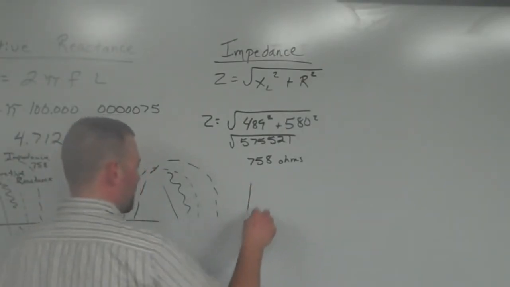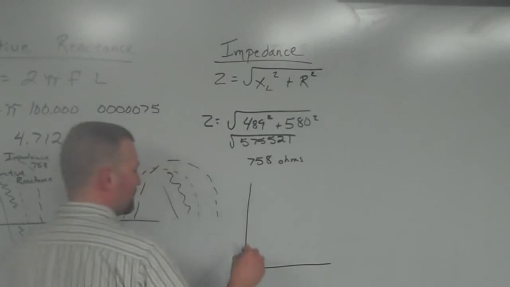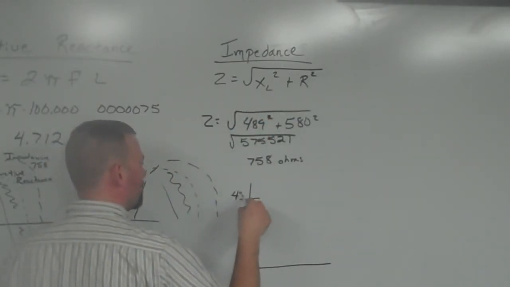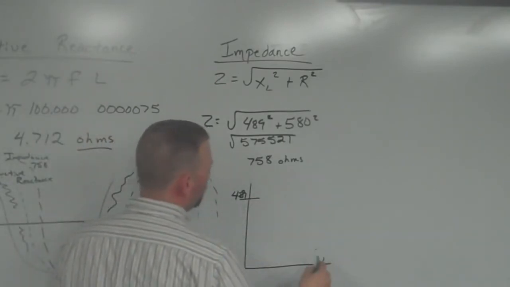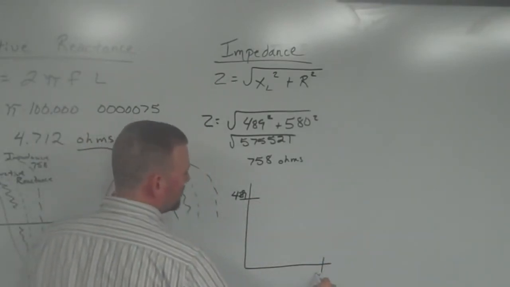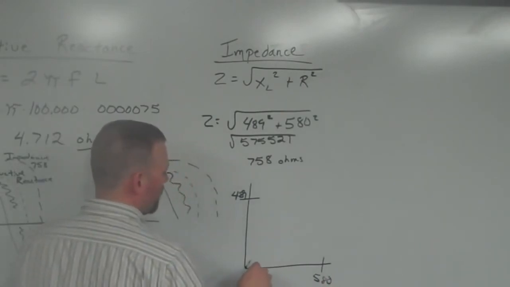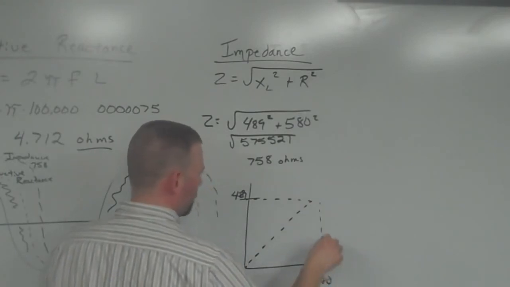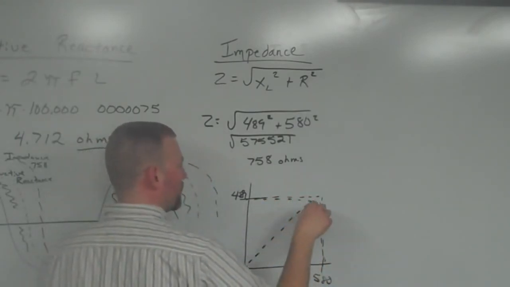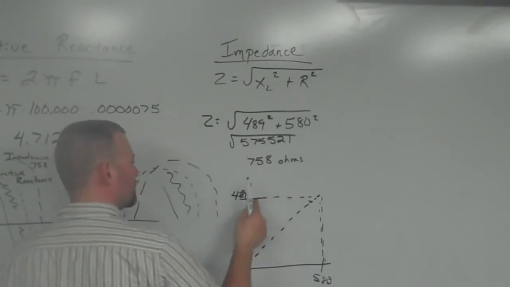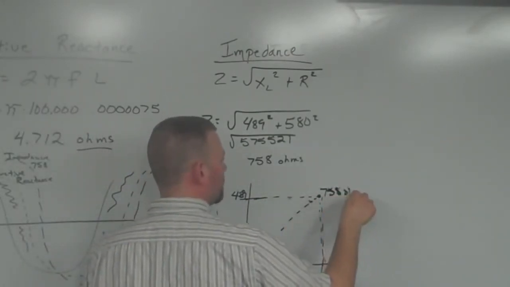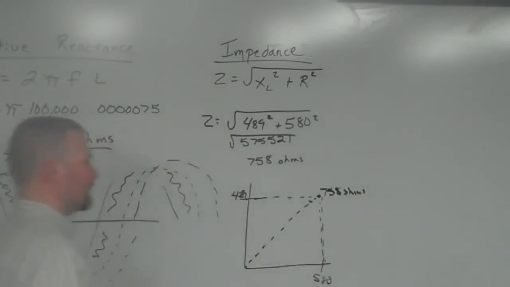If we plotted that on a vector diagram, which you saw just a little bit of, and we had a value for inductive reactance of 489, and a value over here, resistance, that's going to be 580. We combine those two together, and if we did Pythagorean's theorem, that would let us triangulate this, and we would wind up with an overall value up here of 758 ohms. So, pretty simple.